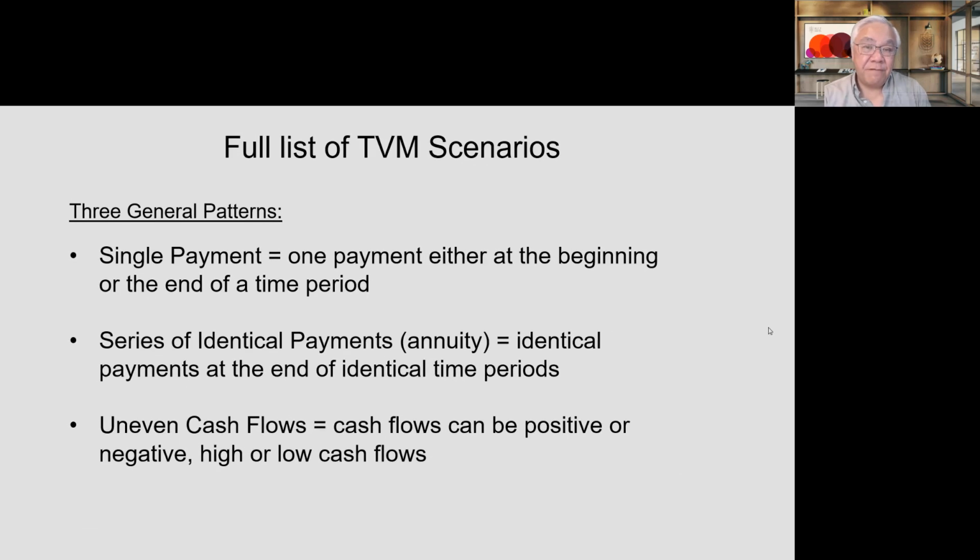So let's look at a full list of time value of money scenarios. We see three patterns. There's a single payment, which is what we just did, with a payment in the future or now, PV or FV. The second is where we have a series of identical payments. Under this scenario, they're called annuities, where every year you get a certain amount, or every month, or every quarter. Those are called annuities, where there's a regular interval and a regular payment.